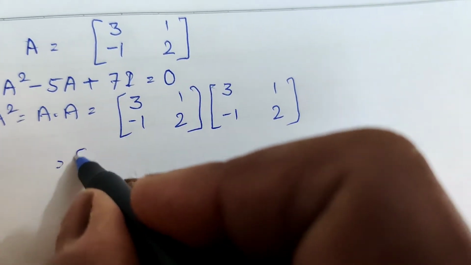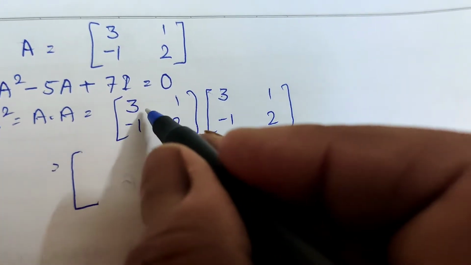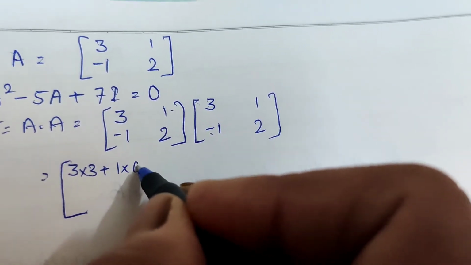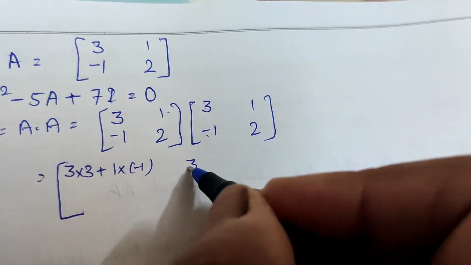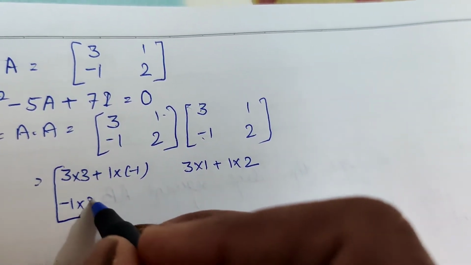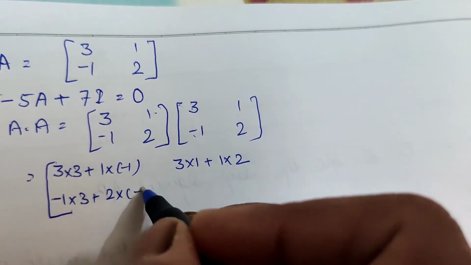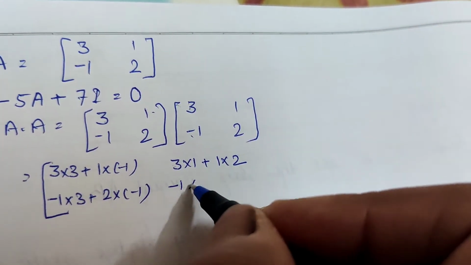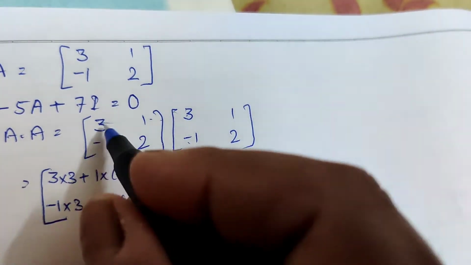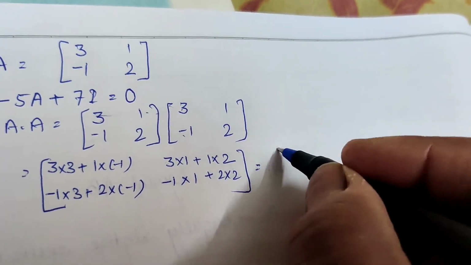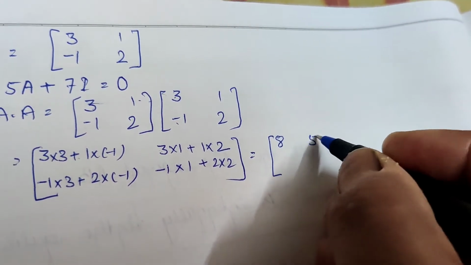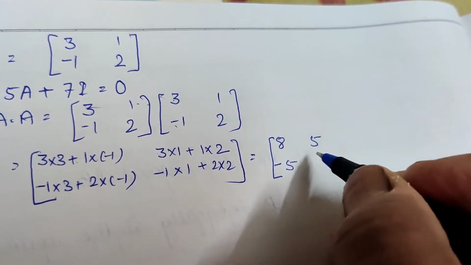Simple multiplication. First row, first column, 3 into 3, 9, plus 1 into minus 1. Again 3 into 1 plus 1 into 2. Minus 1 into 3 plus 2 into minus 1. And minus 1 into 1 plus 2 into 2. According to the rows, column, this. The answer equal to 9 minus 1, 8, 5. Minus 5, minus 1, 3.